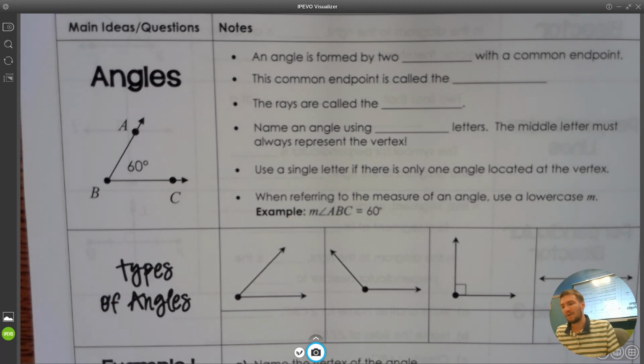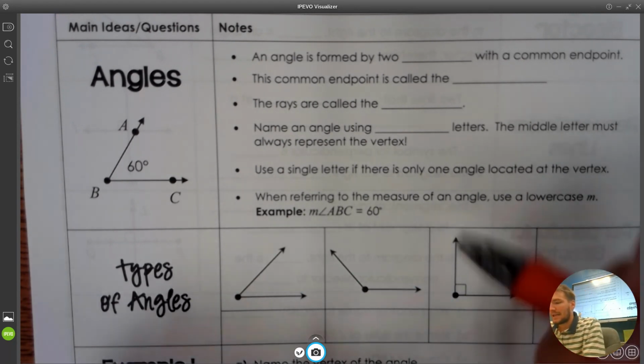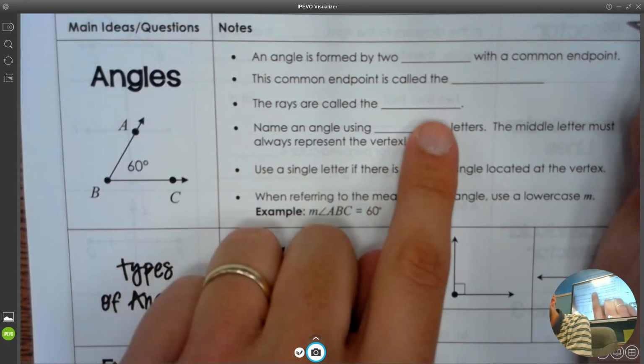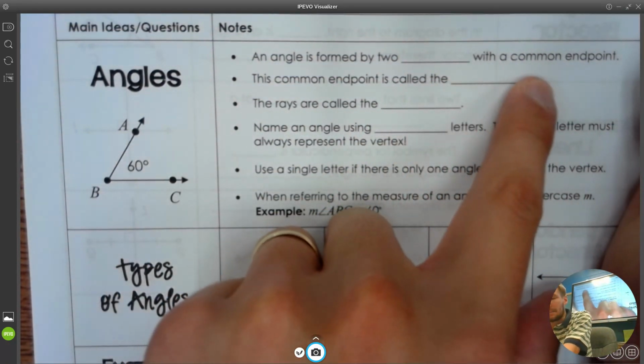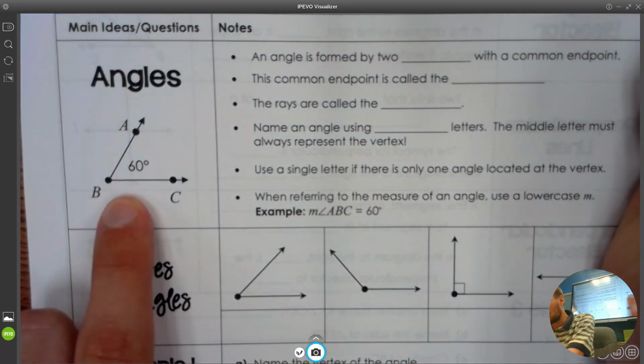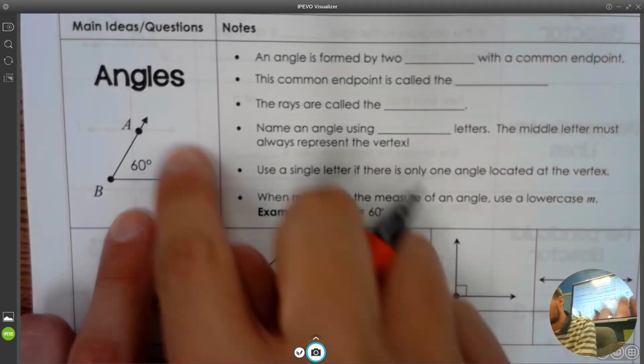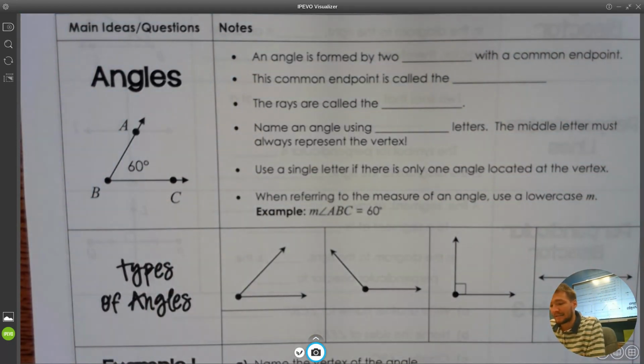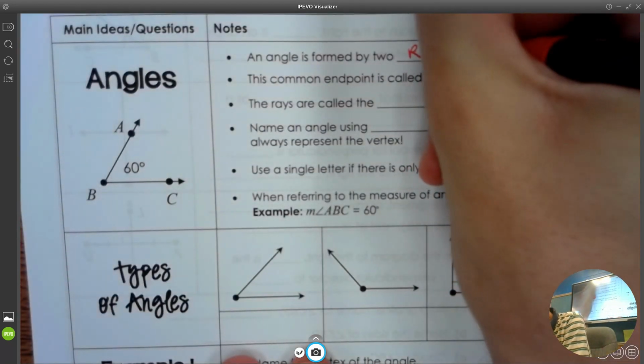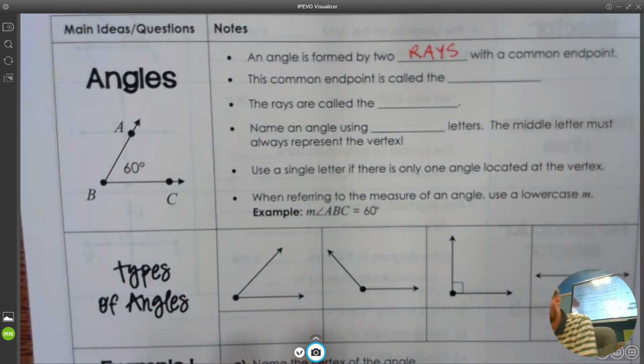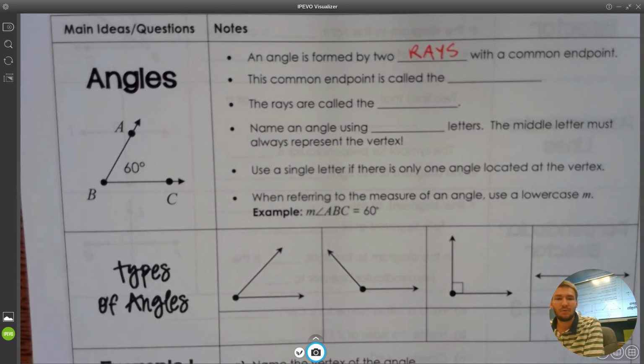Now, angles are kind of like double lines because an angle is formed by two blank with a common endpoint. We should know the word that goes in here. What does this picture look like? Two blanks combined with a common endpoint. I like that. You're exactly right. Two rays with a common endpoint.